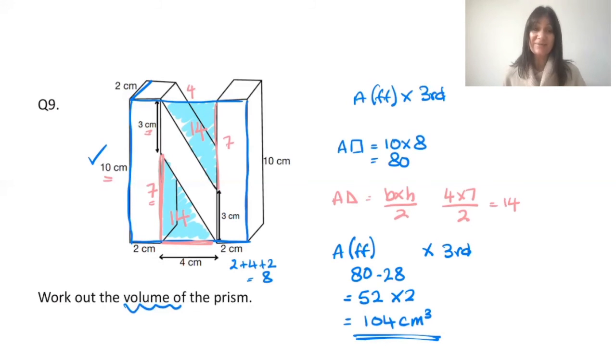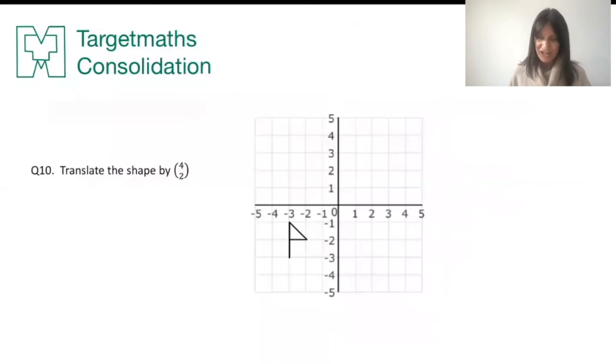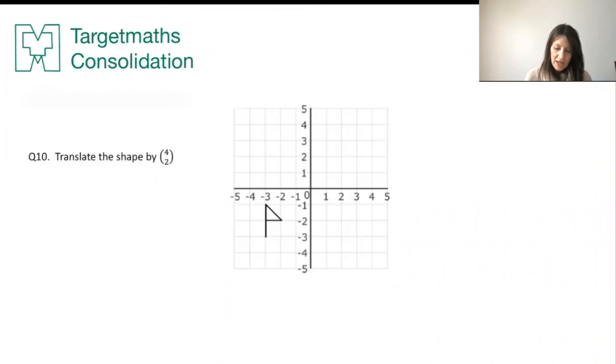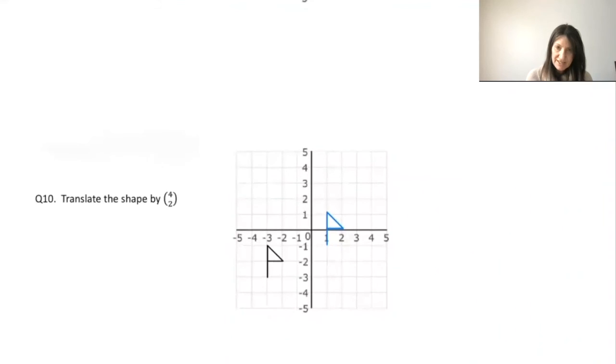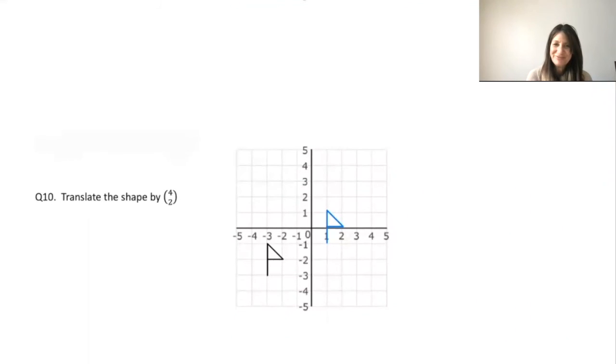It really isn't. All right, our next question is a translation. So have a go at that and press play when you're ready. Okay, so this is going to have a movement of 4 forward and 2 up, which is going to put it there. Okay, on to the next question.